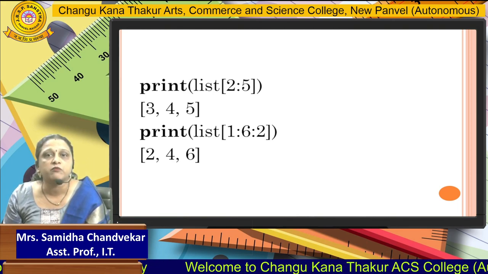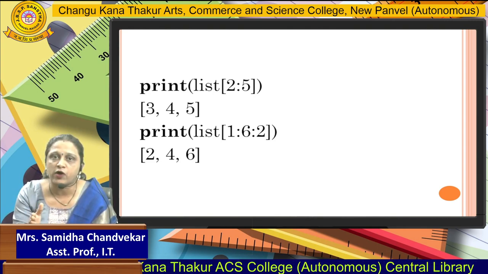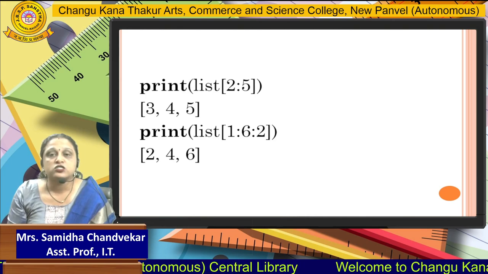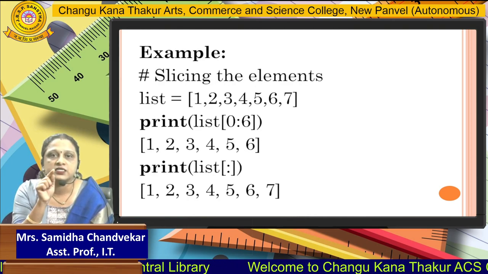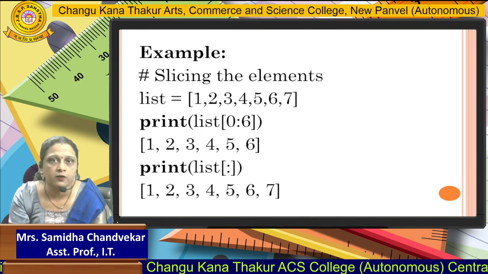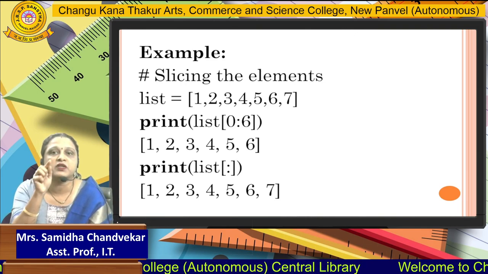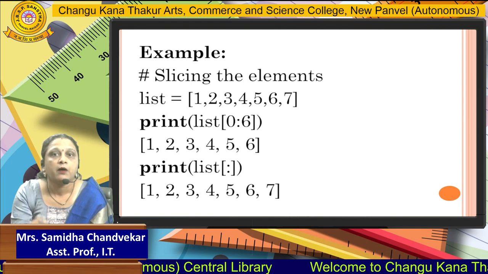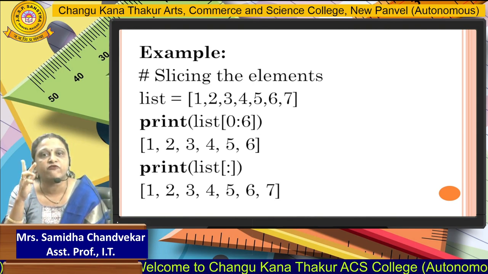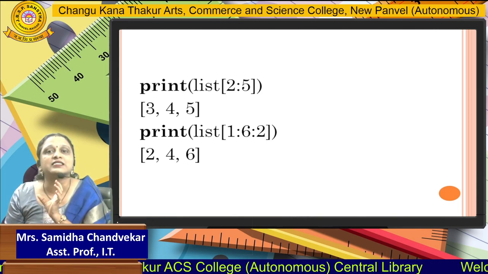Now the next one is print list 1 colon 6 colon 2. 1 is the initial. 6 means it's considered up to index 5. And now we are using the index jump. That means it jumps by 2. So here the output is 2, 4, 6. How is it 2, 4, 6? It is starting from index 1, where the value 2 is there. Then 6 means up to index 5, that means 2, 3, 4, 5, 6. But we gave the jump by 2. That means after 2, it will take 4, then after that it will take 6. So the answer is 2, 4, 6. So this is the slicing concept.